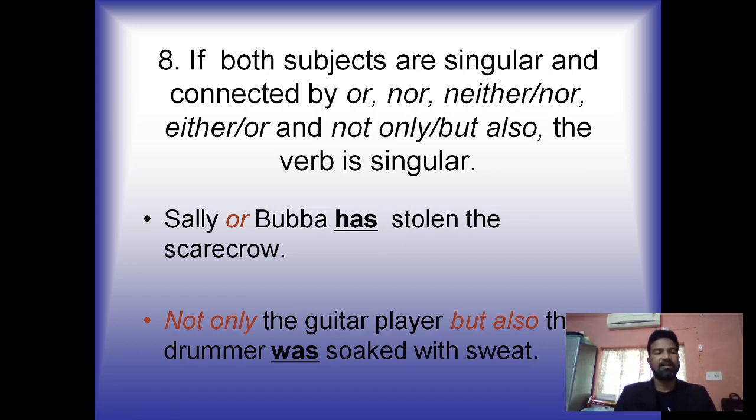Am I clear? Rajesh or Venkatesh has completed the task, which means any one of them might have completed the task. They're either one of them, either Rajesh or Venkatesh has completed the task. Or another example, either Geeta or Rita has stolen my pen. So any one of them.